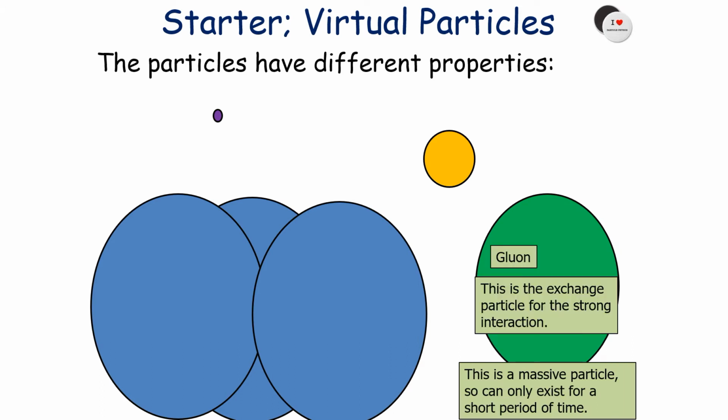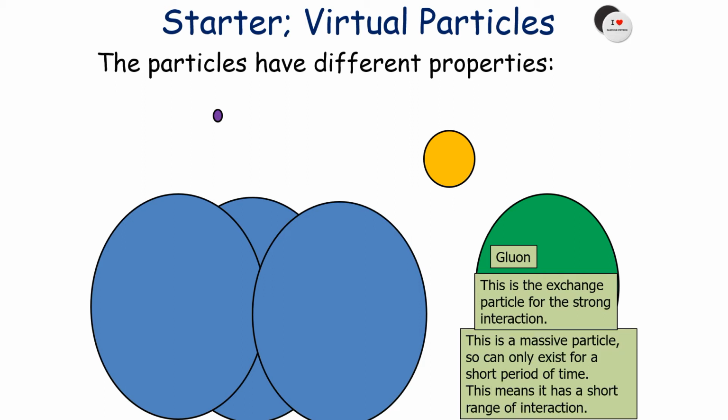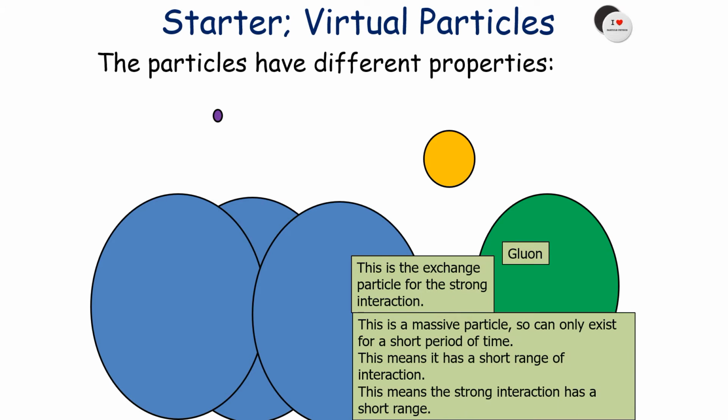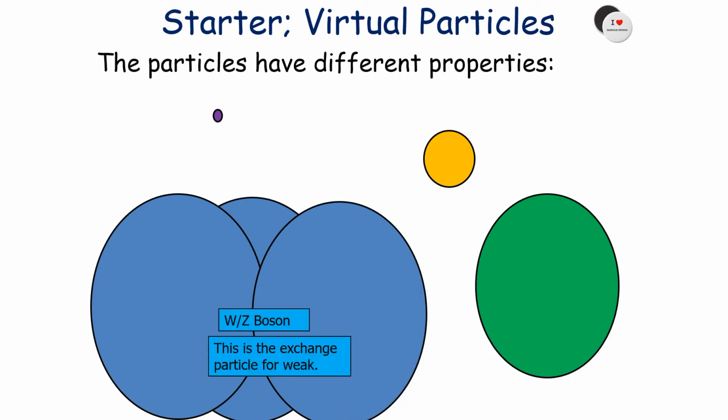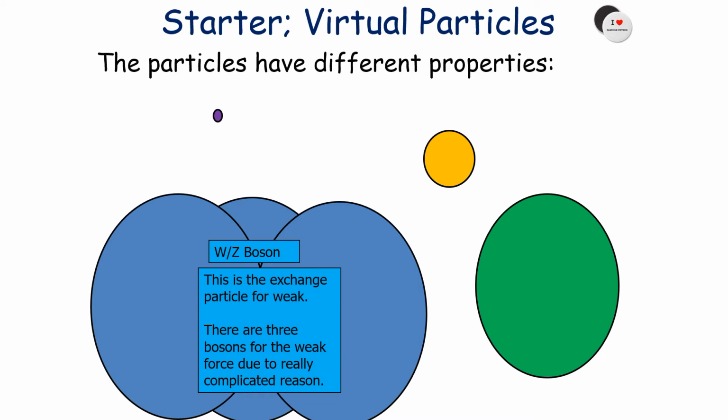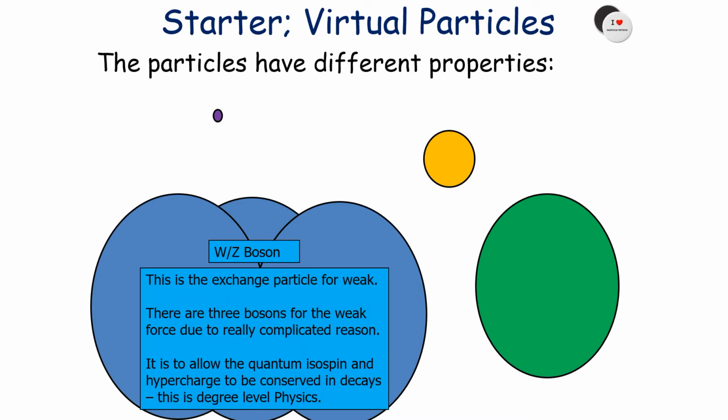This is a massive particle, so it can only exist for a short period of time, so it means it has a short range of interaction, so because it has a short interaction, the force has a short range. And then you've got the W plus, the W minus, and the Z boson. These are the exchange particles for the weak interaction. Now there are 3 bosons for the weak interaction due to a really complicated reason. It's to allow the quantum isospin and hypercharge to be conserved in decays, which is degree level physics.